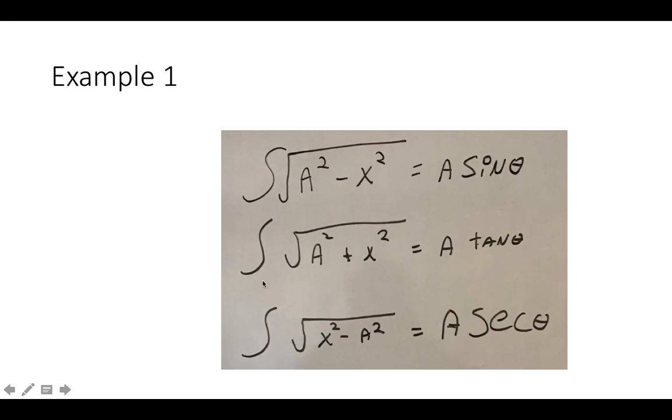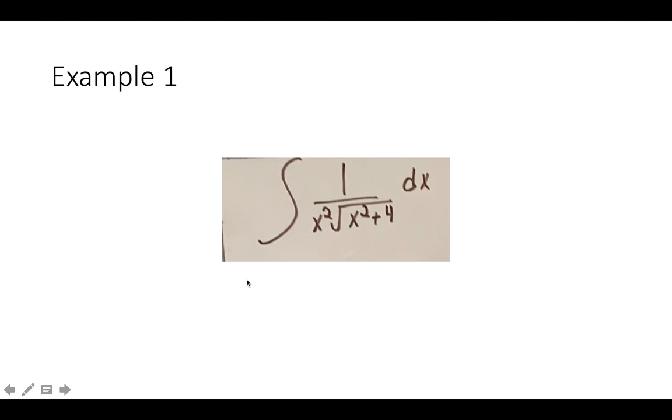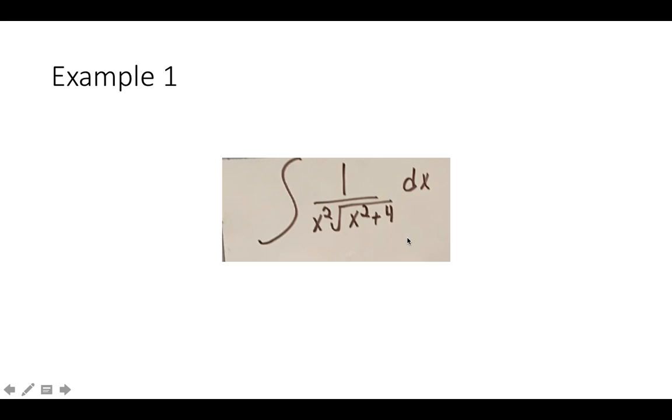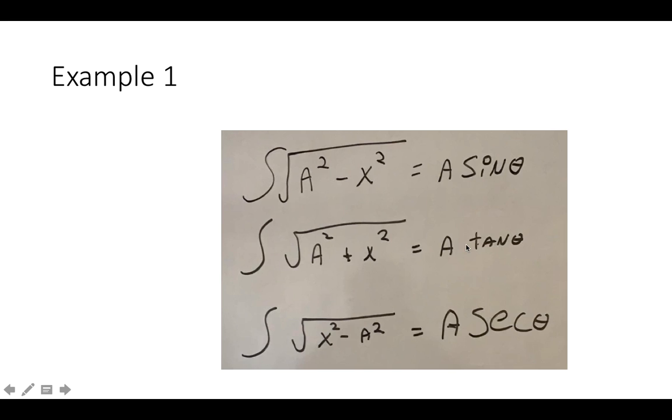These are the formulas. We can see that we have a positive x squared. There are only two values with a positive x squared: a tangent theta and a secant theta. And we see that we have a positive 4, so that's our a squared. There's only one value with a positive a squared, and that's a tan theta. So we're using the formula x is equal to a tangent of theta.